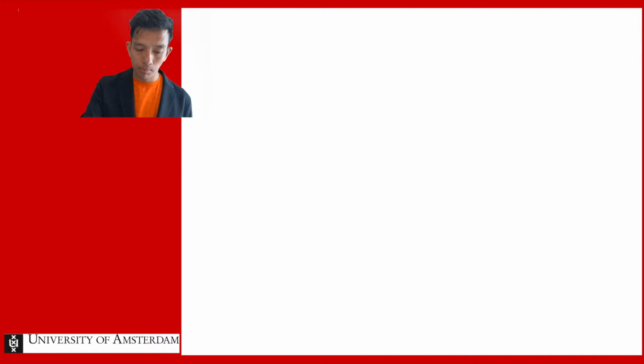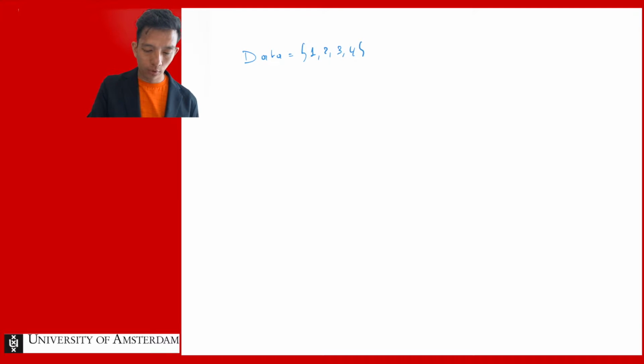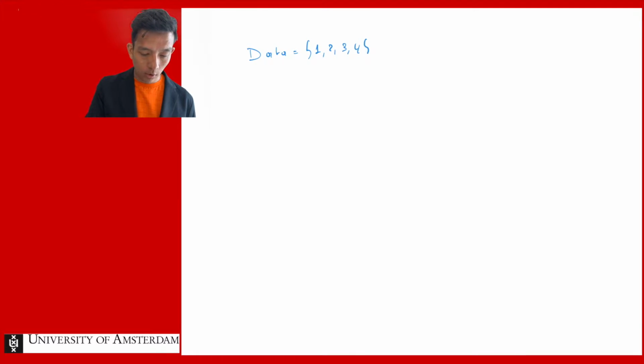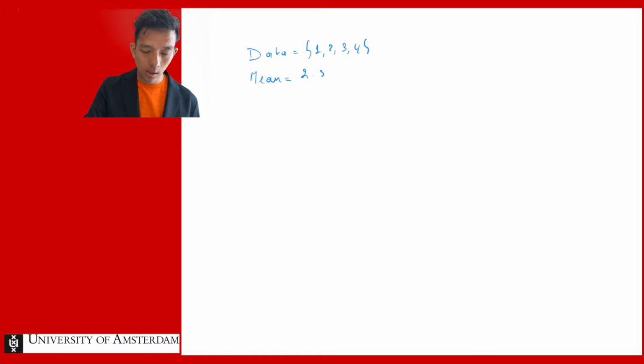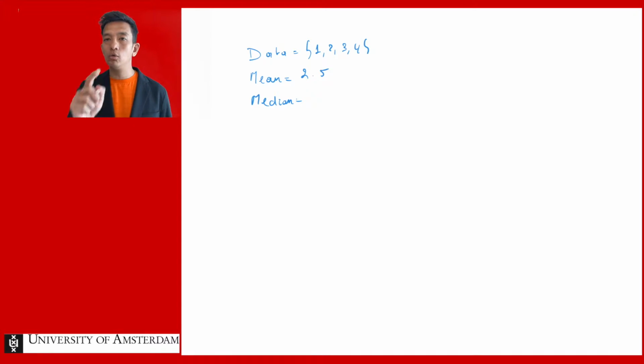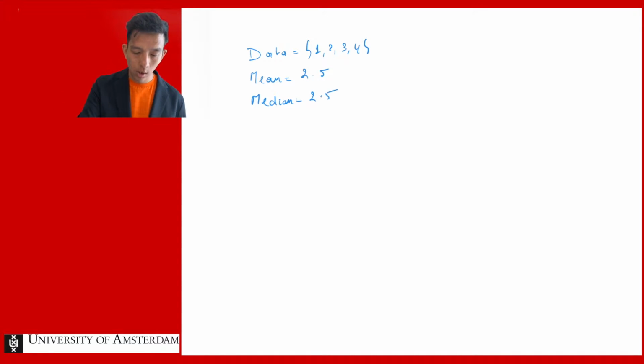Let me illustrate the difference between the mean and the median with a very simple example. So assume we have a data set with values 1, 2, 3, and 4. In that case, you can calculate the mean: you sum all the observations, you divide by 4, you find that the mean is equal to 2.5. For the median, we have 4 observations, so it's in between 2 and 3, it's also equal to 2.5. So in this case, the mean and the median are the same.